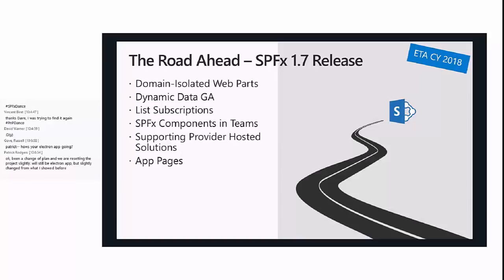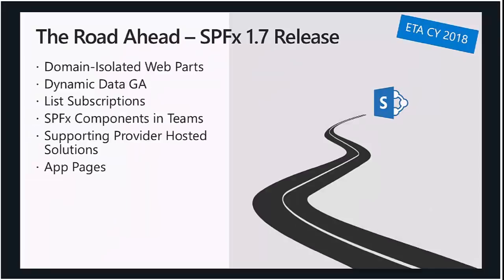Then dynamic data, which is the web part to web part connections or SPFx component to component connections, is going to go GA in 1.7. So you're able to start using that in production usage. List subscriptions means that your web part or component can get notified whenever there's updates on a list. So you can live get notifications on your components when somebody's adding items to the list or documents on a list. So everything is getting up to date automatically.